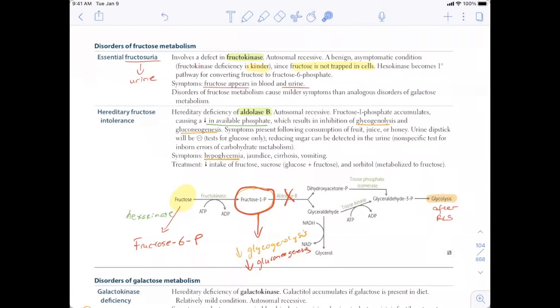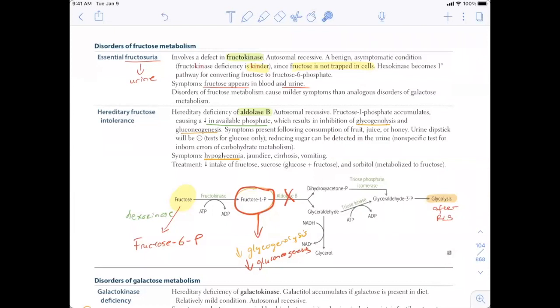So if someone is hypoglycemic, but you can't even give them a sugar drink because then they will get even more hypoglycemic, right? And then you get more systemic symptoms like jaundice, cirrhosis, vomiting. That is how you know that it is your hereditary fructose intolerance. You won't see this level of symptoms in fructosuria. Fructosuria is so mild because we have an escape.